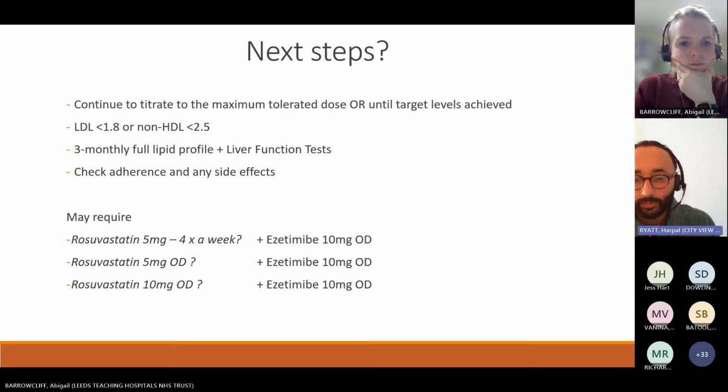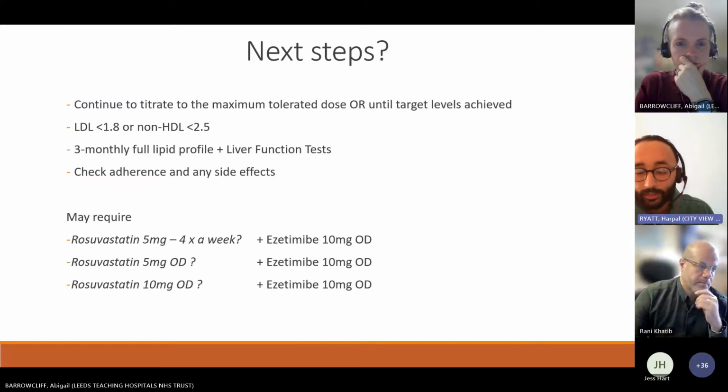Obviously we've not hit the target of less than 1.8 LDL or non-HDL less than 2.5, especially for QOF. So we can continue to titrate to the maximum tolerated dose. That might be 4 times a week he's able to get to. We'll then repeat the blood test after 3 months again, and LFTs, and see whereabouts we are. And it might be that he is able to achieve target just taking it 4 times a week. He might take it every day.